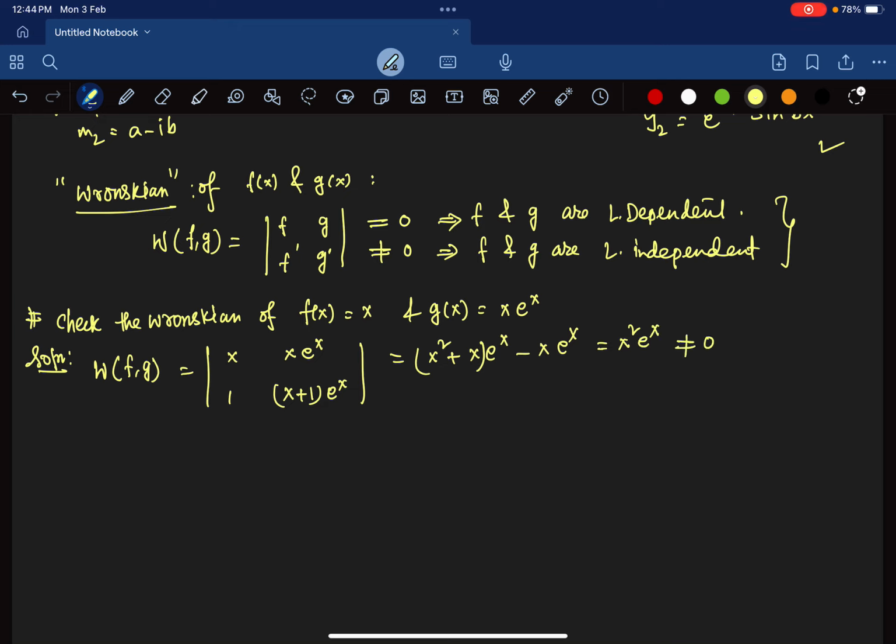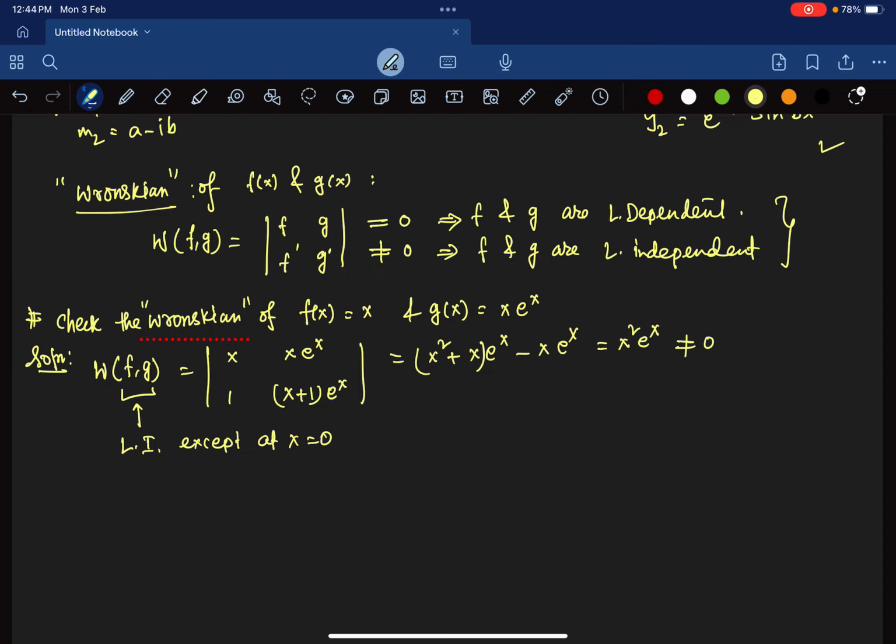So this is non-zero except at x equal to 0. So immediately we claim that the functions f and g are linearly independent except at x equal to 0. Okay, this is the conclusion. So that's why this Wronskian term is important, and in subsequent courses, for example the linear algebra course, you'll find a vital application of this as well.